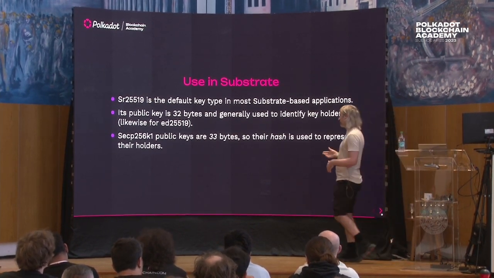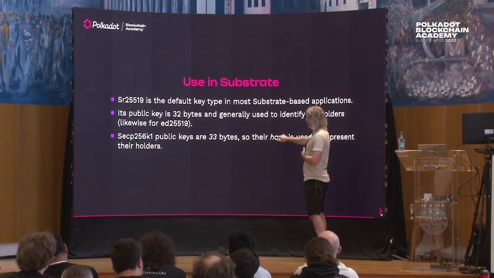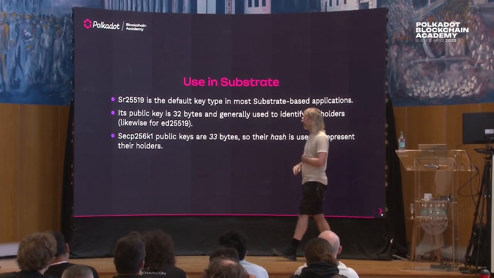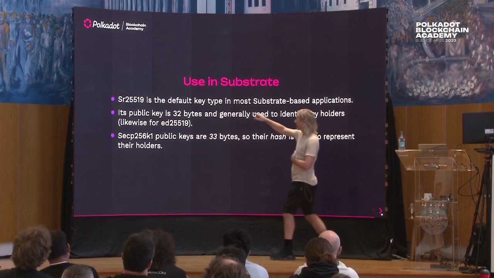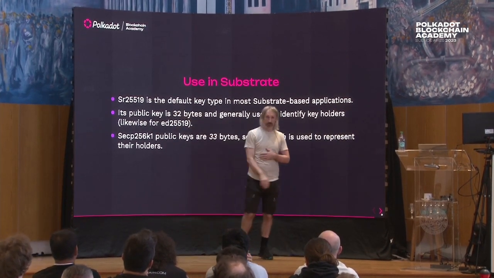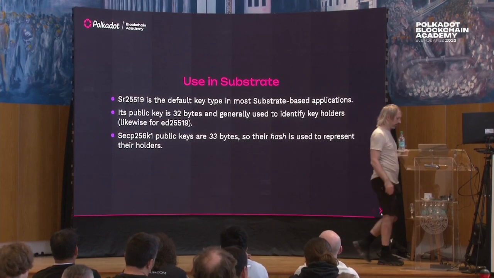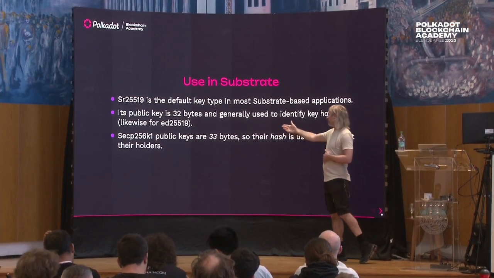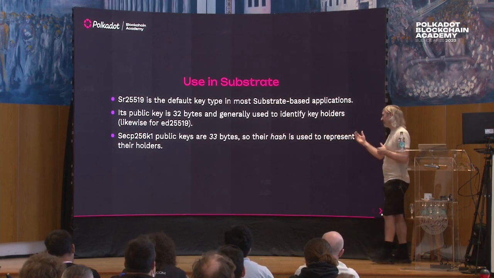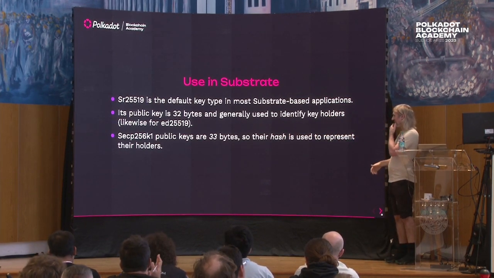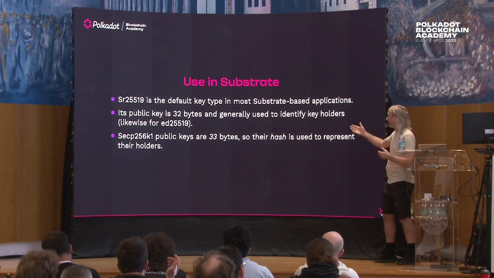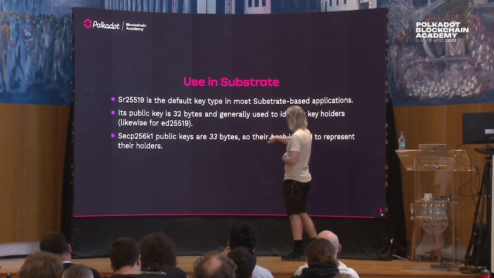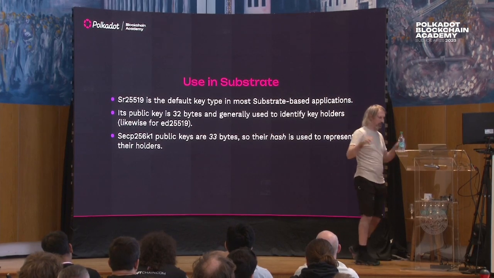Our assumption, and it's a reasonable one, is that the hash of one of these public keys is unlikely to ever collide with the public key from Sr25519 or Ed25519. A hash pre-image attack or a collision is possible, but these things are meant to be basically uniformly random, so probably fine.